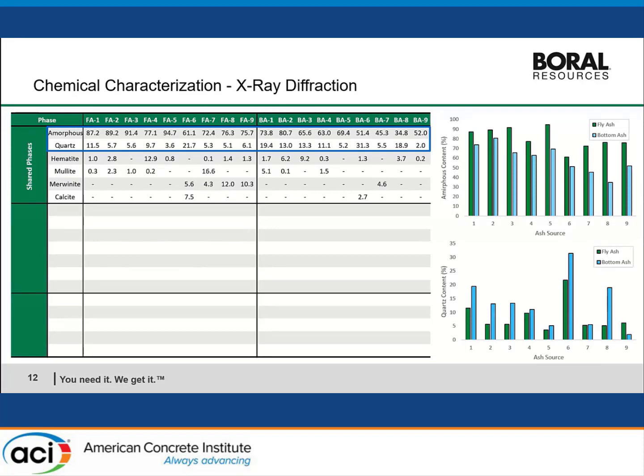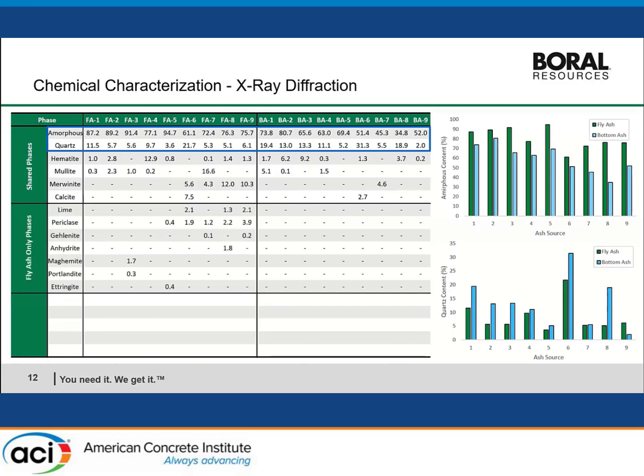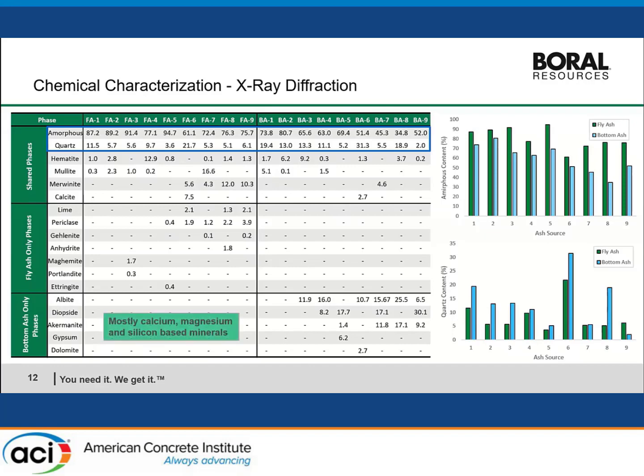So in order to make up that gap, there have to be some sort of crystal phases to fill it in. One of the predominant ones appears to be quartz. In almost all the samples, there's a significantly larger amount of quartz in the bottom ash than there is in the fly ash. If we look at the phases that only appear in fly ash, these seem to be more trace minerals. They don't appear in particularly large or notable quantity. However, the remaining phases in bottom ash to fill up that difference in the amorphous content are relatively significant in content. Predominantly, these appear to be albite, diopside, and akermanite. These appear to be mostly calcium, magnesium, and silicon-based minerals.